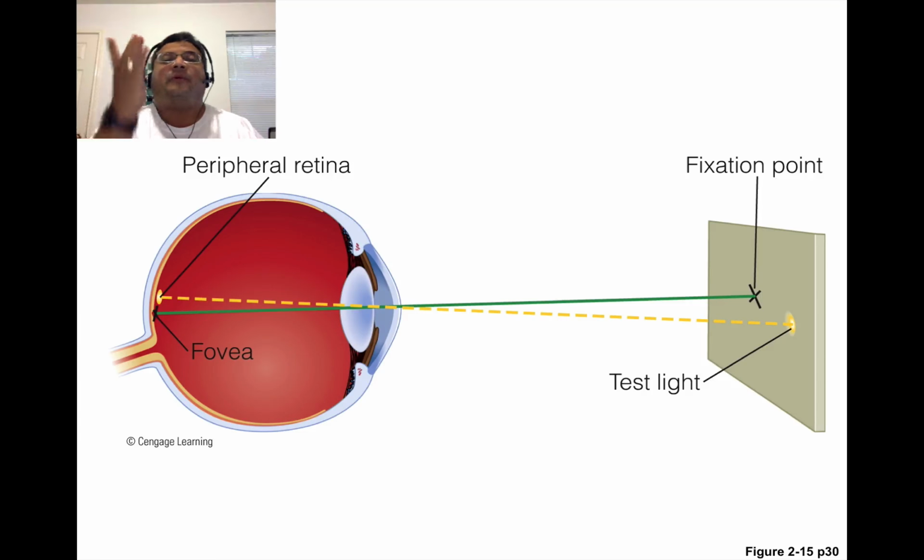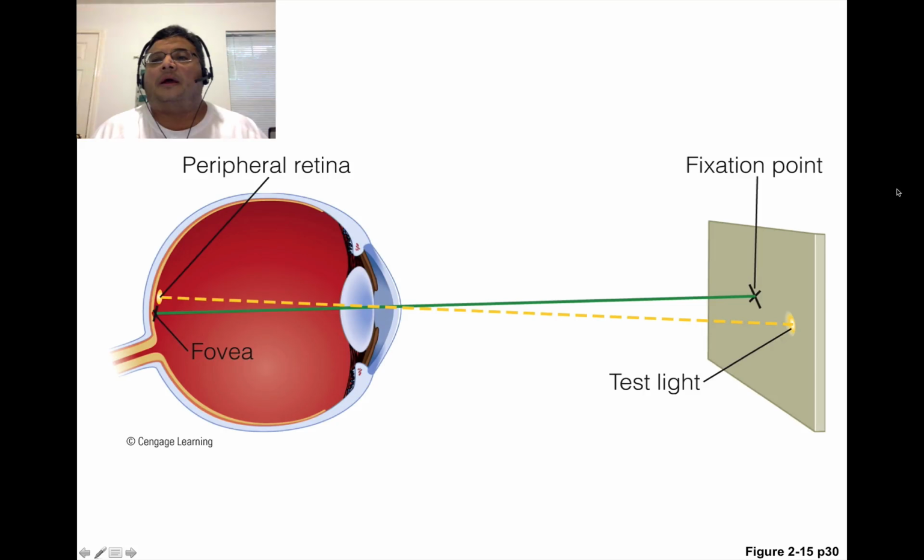Now, but what if I wanted to test the sensitivity of the rods in that same person? Well, what I would do is have them look straight ahead, but instead of having the light there straight ahead, which would project it onto the fovea, which is full of cones, I have the light off to the side. So when they're sitting in the dark, I have them look at this fixation point straight ahead, but then I have them turn a knob. And then they tell me when they're able to detect the presence of the light.